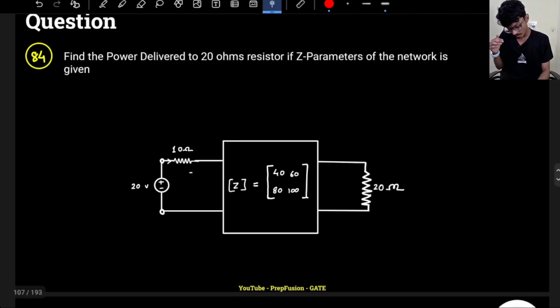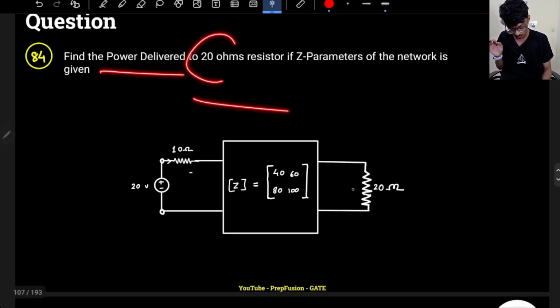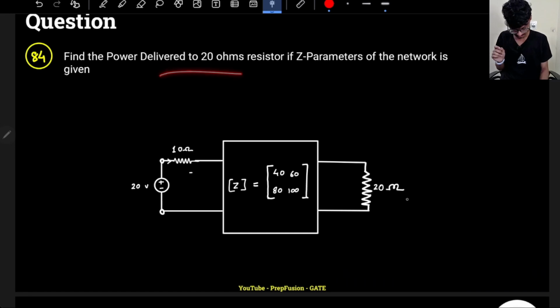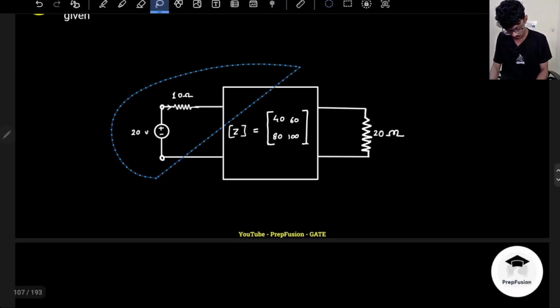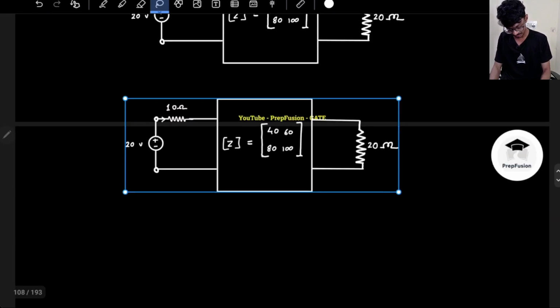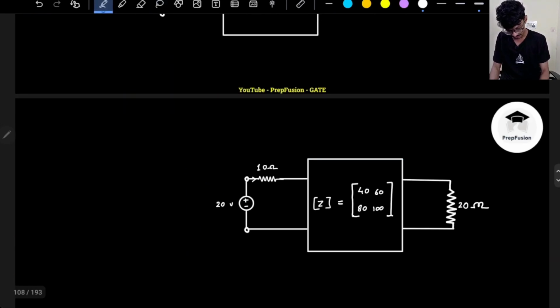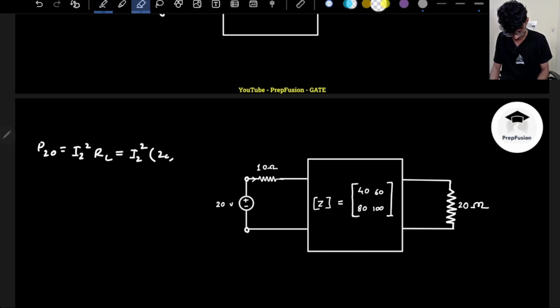So here we have to find the power delivered to the 20 ohm resistor if the Z parameters of the network are given. So Z parameters are given, and again I will write the port values. Basically, what is power? Power across a resistor, P20, is I2 whole square into RL, so it will be I2 whole square into 20.